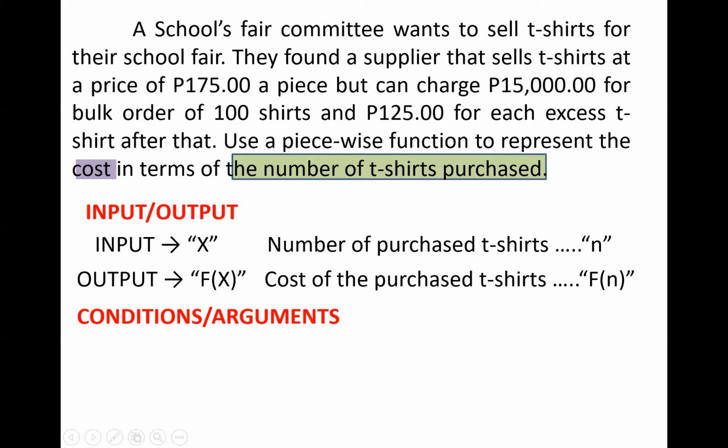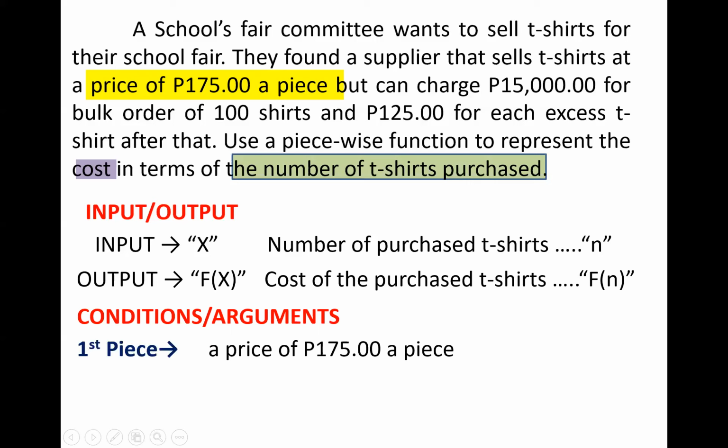Next thing to do is to analyze and identify the conditions or arguments na makikita natin sa ating word problem. First condition, okay? Sabi niya dito, 175 per piece. Okay? So that is our first piece. In this context, a price of 175 pesos per piece of t-shirt, okay, pwede natin gamitin to o ito mismo ang gagamitin natin para makapag-generate tayo ng first sub-function.